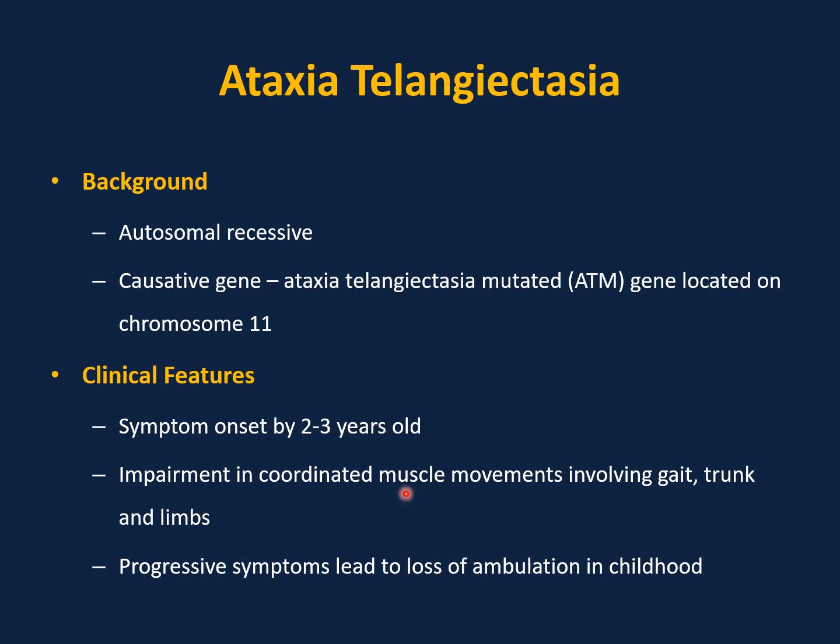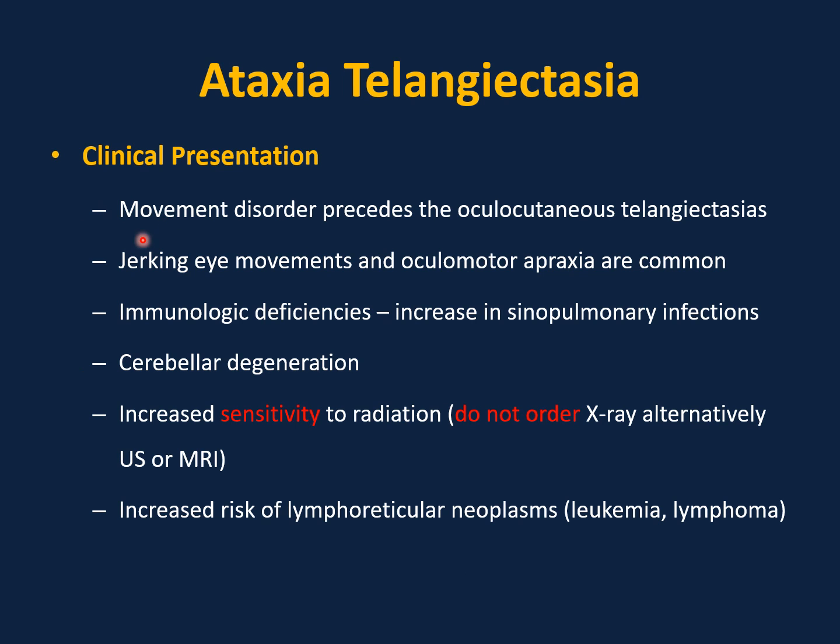Impairment in coordinated muscle movement involving the gait, trunk, and limbs. Progressive symptoms lead to the loss of ambulation in childhood. Movement disorders precede the oculocutaneous telangiectasias. Jerking movement of the eye and oculomotor apraxia, or inability to look in the direction where the child wants to look. Immunologic deficiencies increase pulmonary infections like recurrent sinus and lung infections, like in the case we had in the previous slides.